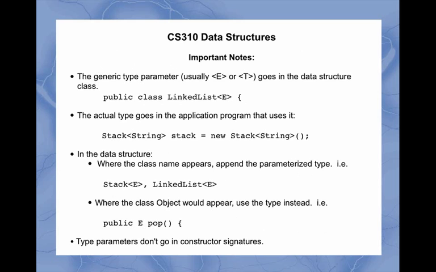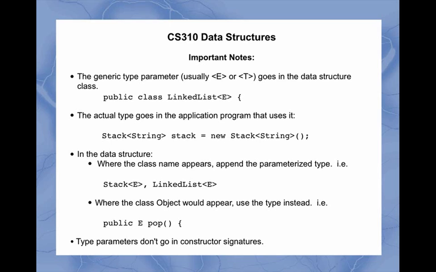Some notes here. The generic type parameter, which is usually an E or a T, goes in the data structure class. It does not go in the application program. The actual type goes in the application program that uses it. So where you're actually creating the stack and using the stack, you put the application type. The general rule is this: if you know what the type is, then you specify it. When we're writing our stack class or our linked list class, we don't know for sure what it's going to hold, so we use E's.